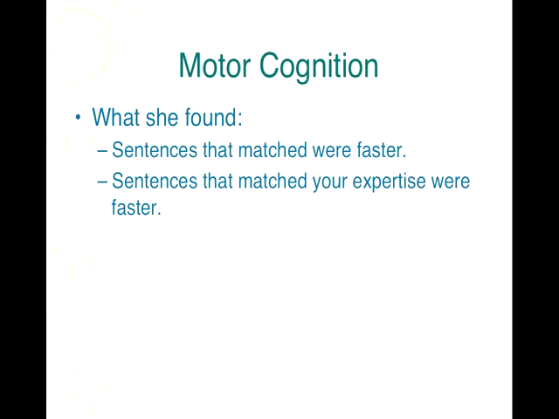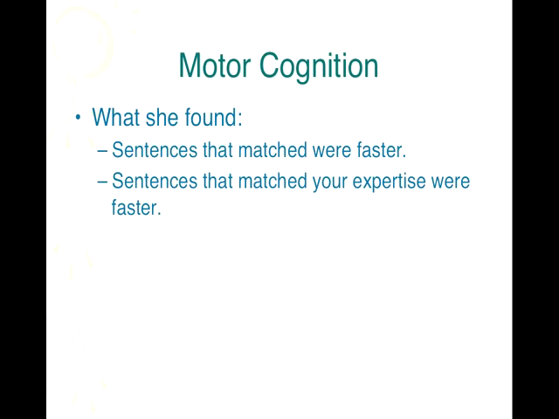But even better, the sentences that matched your expertise, so if you were a hockey player, you did much better at the hockey sentences, match or no match. You're faster than people overall. And so the football players are good at the football questions, even when they mismatch. The hockey players are better at the hockey questions. And those poor folks who don't play either were sort of only okay when they matched.